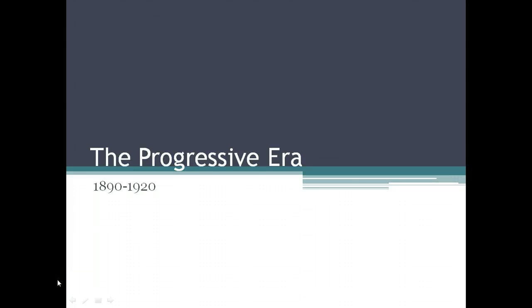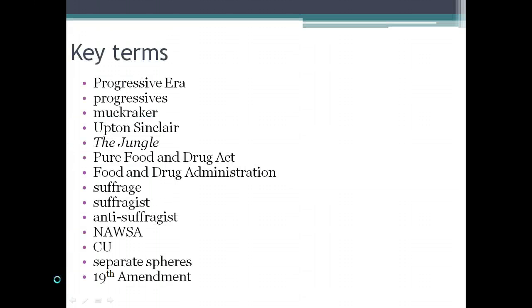Tonight's lecture is about the Progressive Era. Here are the terms that you need to know. If you want to take a minute, you can pause here and write them down in advance, and I'll also put them up at the end of the lecture so you can double check and make sure you have all the terms that you need to know.